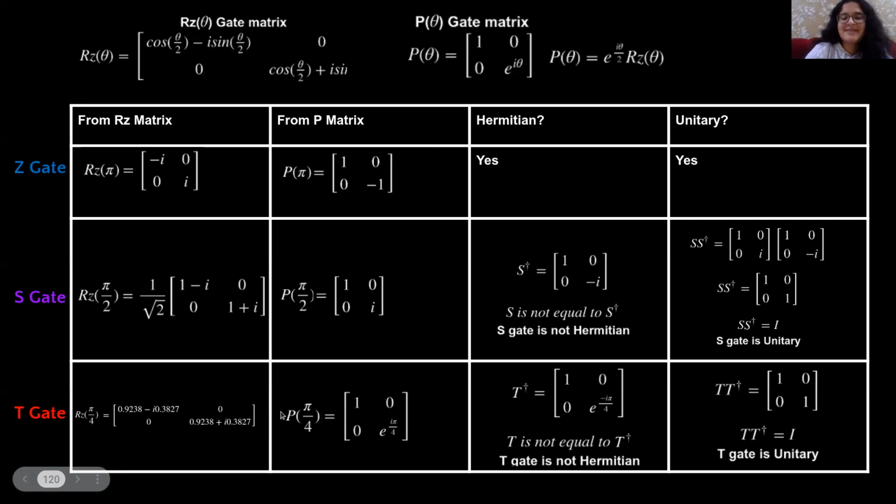and global phases are ignorable. Sorry, I'm repeating myself over and over, but this fact is really important, that global phases can be ignored, and after ignoring whatever the result is, if the results are same, then essentially the effect of those two gates are the same.